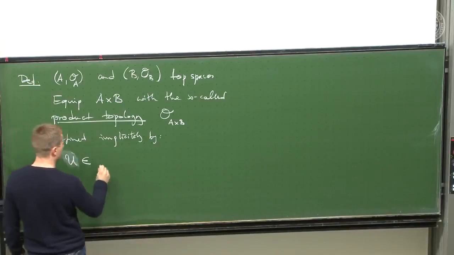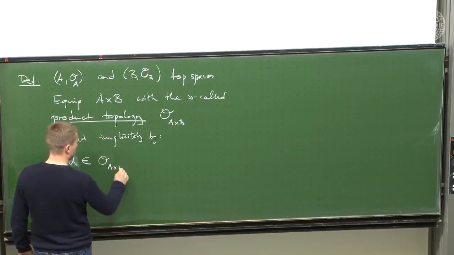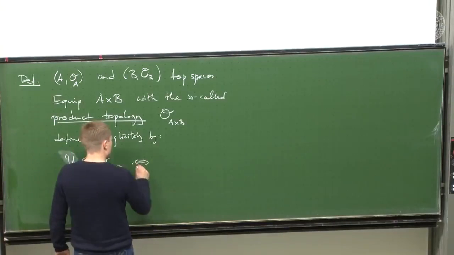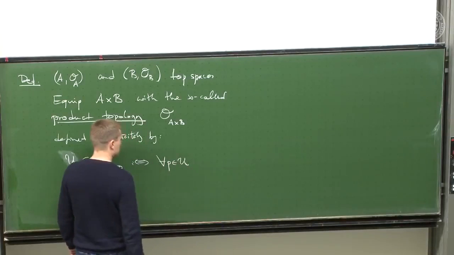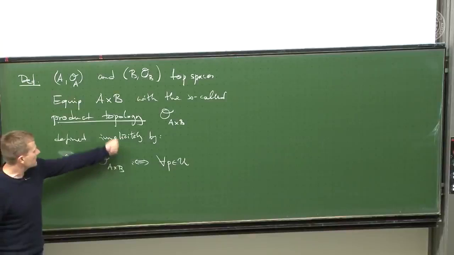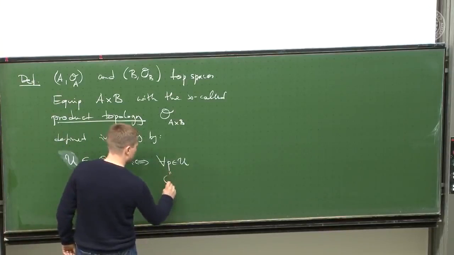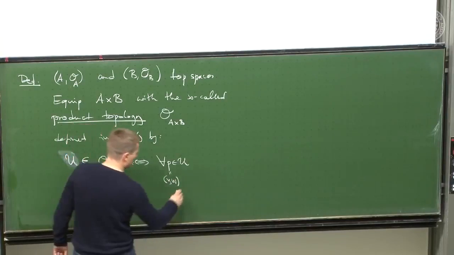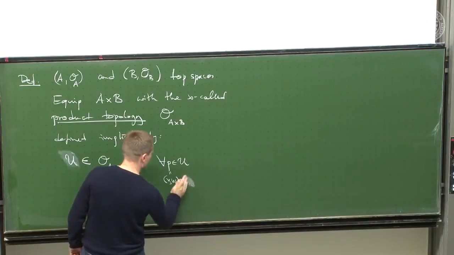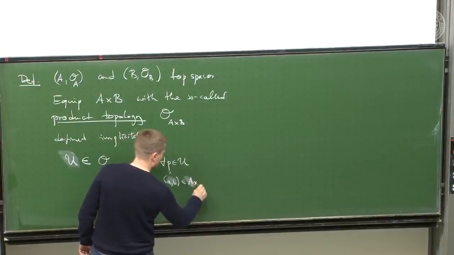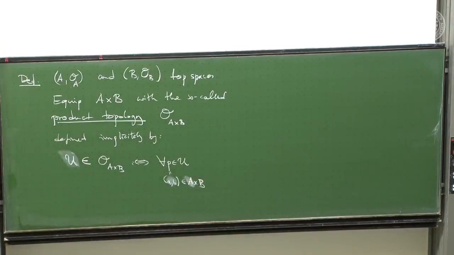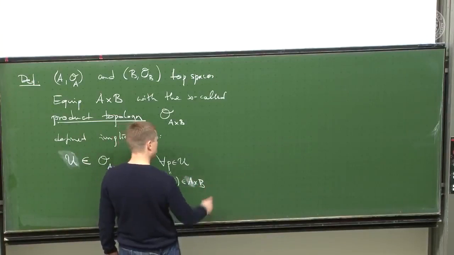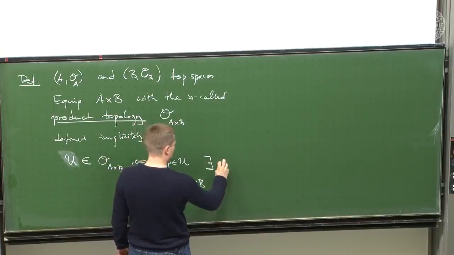Let's call it U. U is an element of the product topology, by definition, if and only if for every point P in U, but you see, if it's a subset of the Cartesian product, the point P can actually be written as a pair (a, b) that lies in A cross B.